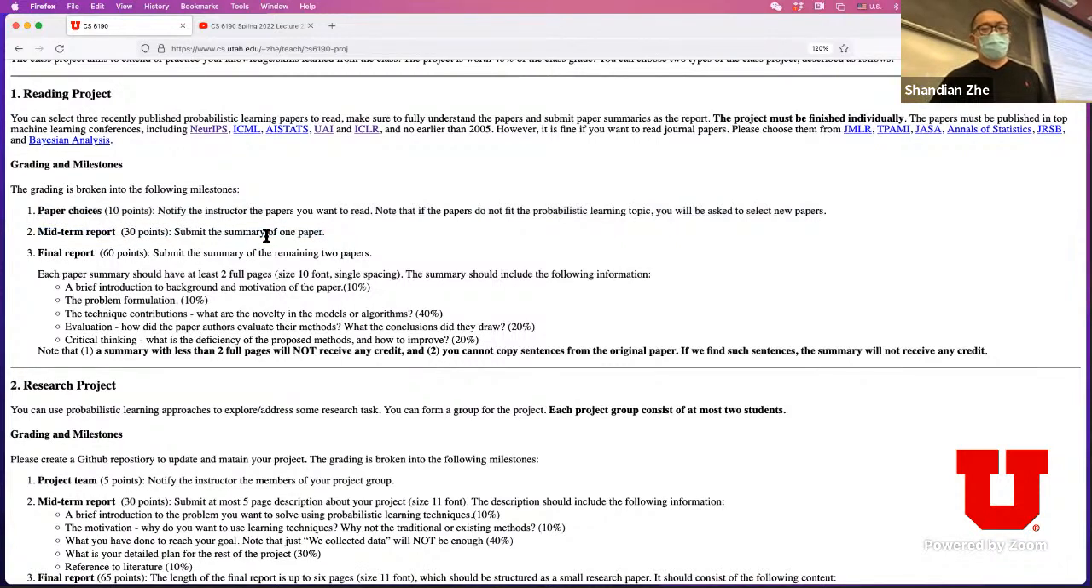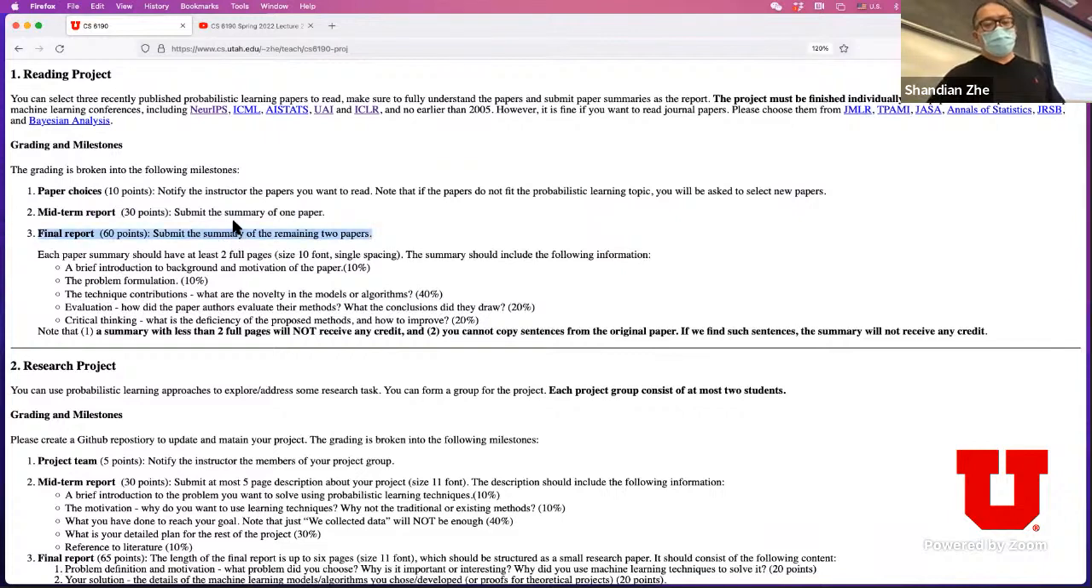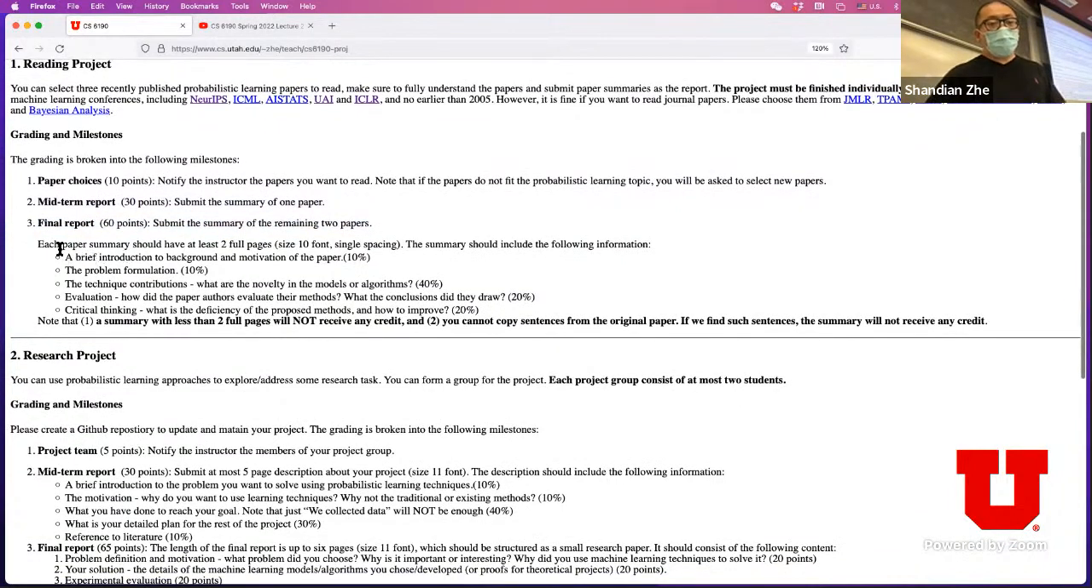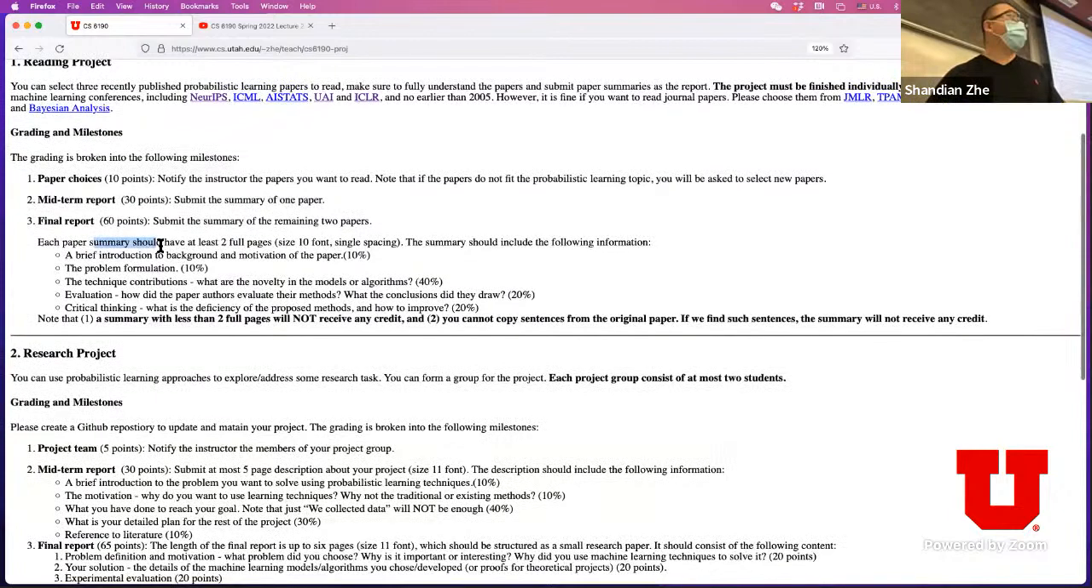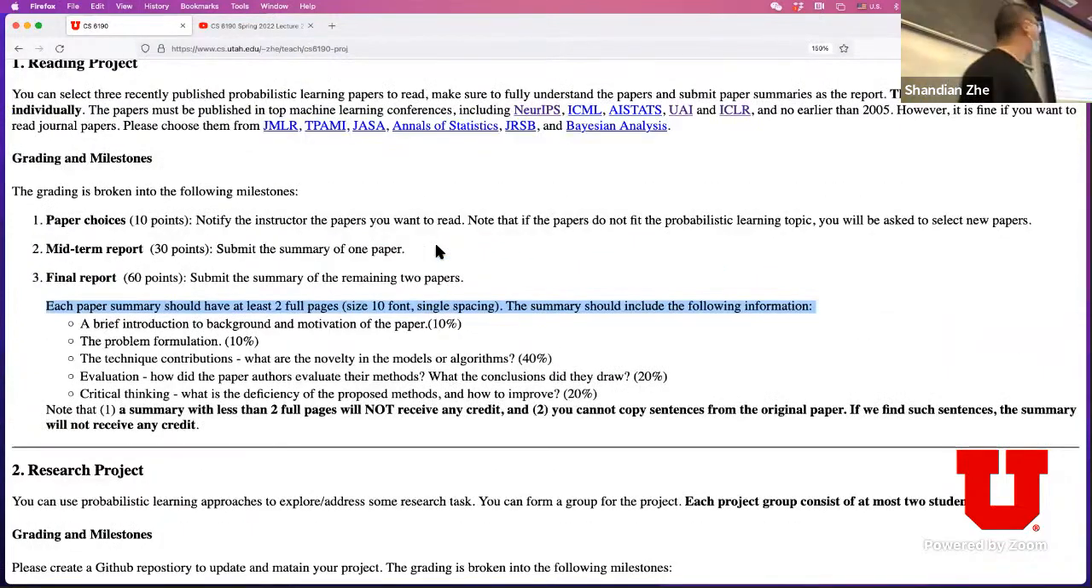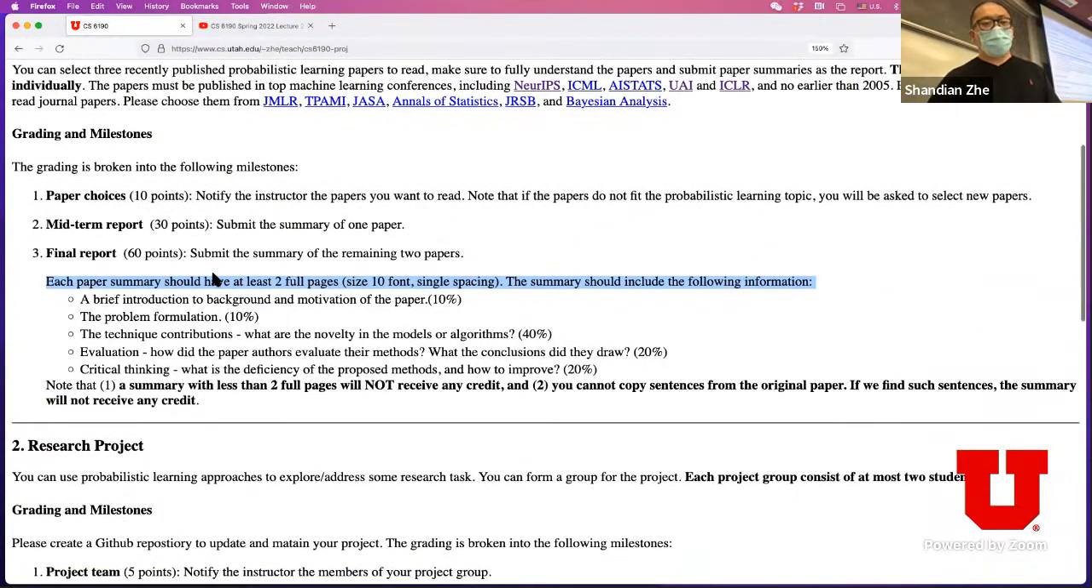you need to submit the summary of one paper. For the final report, you submit the summary of the remaining 2 papers. So here is our request for the summary. First, each summary should have at least 2 full pages, size 10 font, single spacing. This is just to ensure you really read the paper seriously, not just quickly skim it and then throw out the summary.